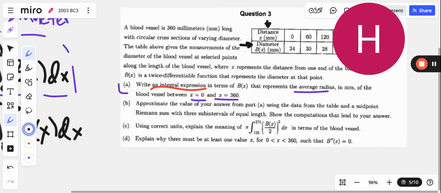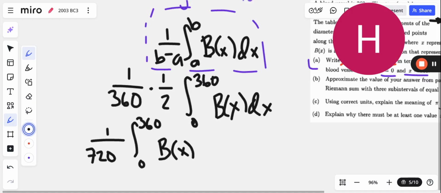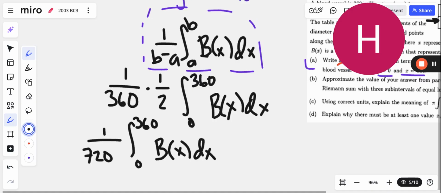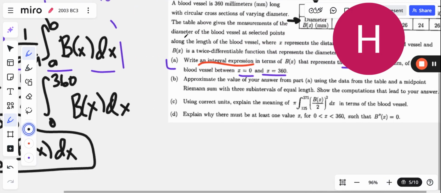Let's see, does it mention units? No, it doesn't have us discuss really anything about it. It also doesn't have us discuss this little trick that it's 1/2 of the average value, because the average value gives us the average diameter, not the average radius. So that's it for part A. It's a good integral for that.